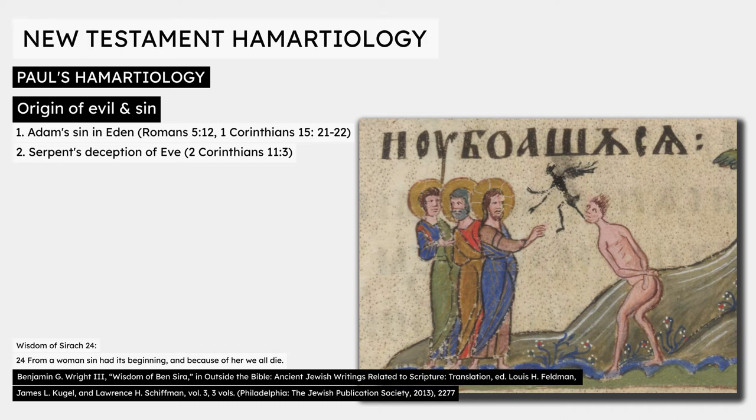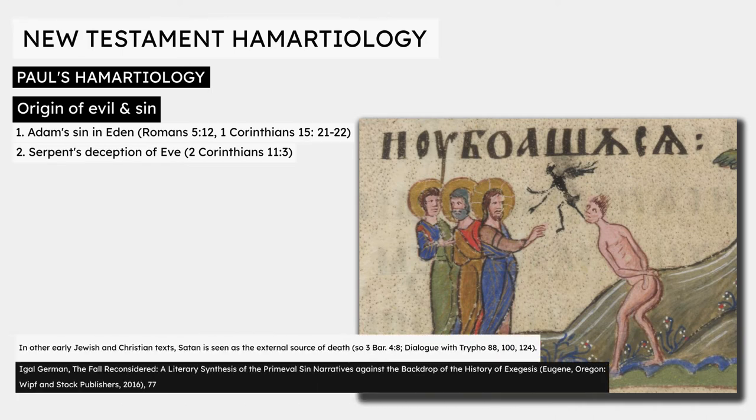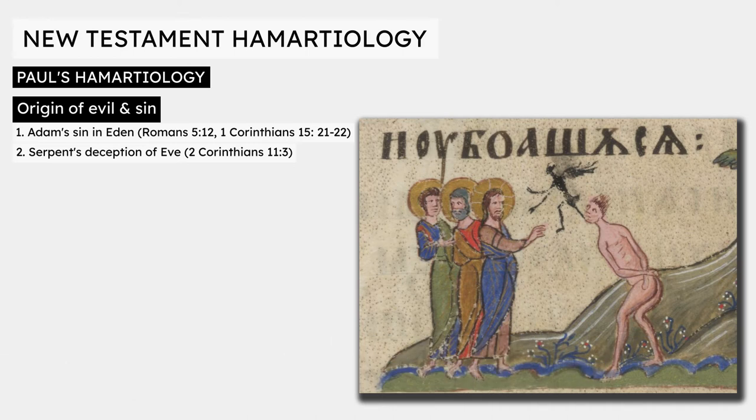Scholars have noted that Paul's attribution of the origin of sin and death to Adam not only aligns him with forensic dualism, but also places him at distance from cosmological dualism. Dr. Eyal Regev notes that Paul thus differentiates himself from other Second Temple period and early Christian writers in which, "Satan is seen as the external source of death."